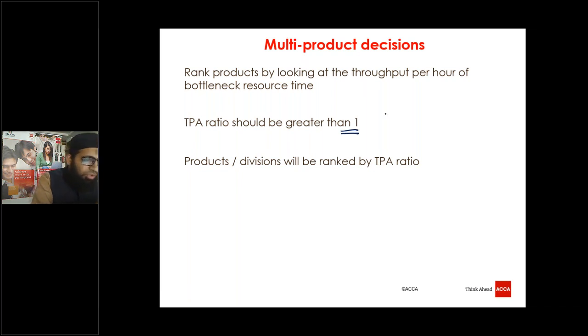So if the throughput accounting ratio is less than 1, this means that production is financially not feasible. So we should not make such products.